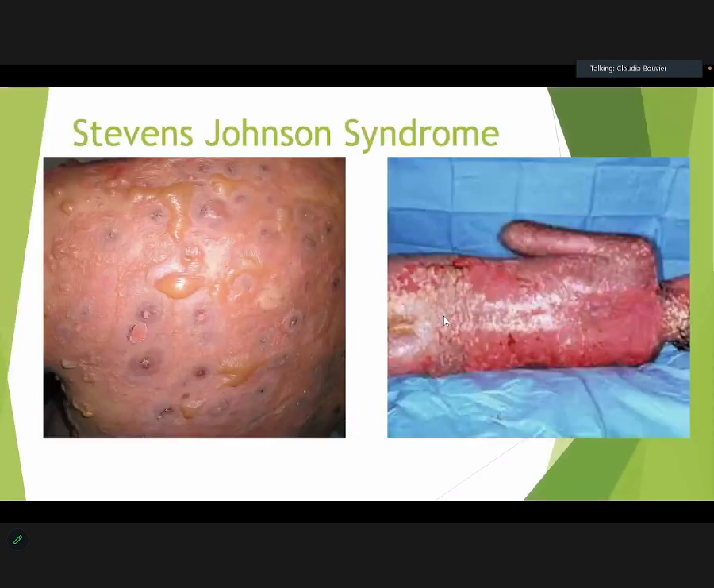Next, a much more severe disease, Stevens-Johnson syndrome. And you can see this is fairly extensive. You're going to have some of the bulla. You're going to have a lot of erythema or redness. You're going to have some raised lesions. The skin looks just quite severe, and it's extremely painful.